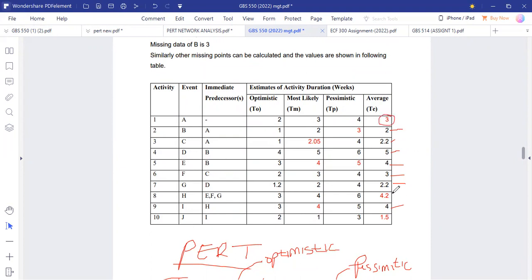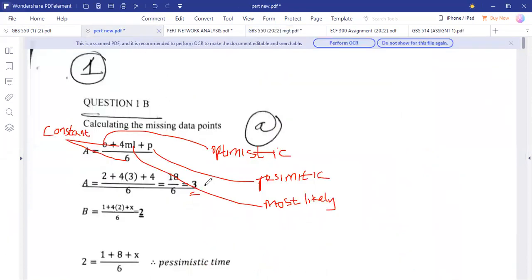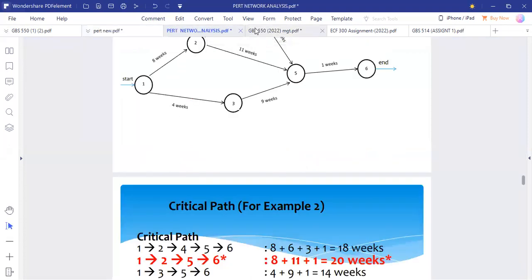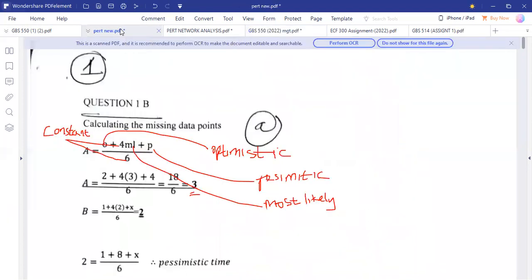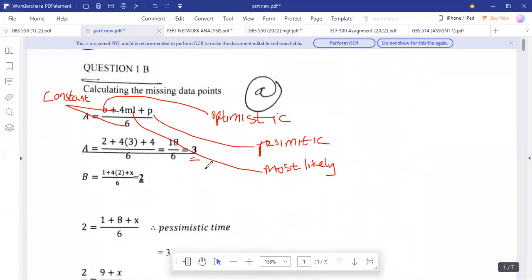And activity H was not given, and activity I was not given. So there was need to use the formula to calculate that. So for activity A, we got a 3 because the other figures were given. The most likely was given, optimistic time was given, pessimistic time was given. So there was need to just substitute to get a value. So we got a 3 for activity A.